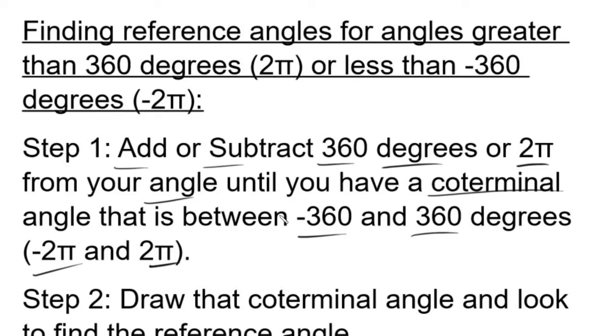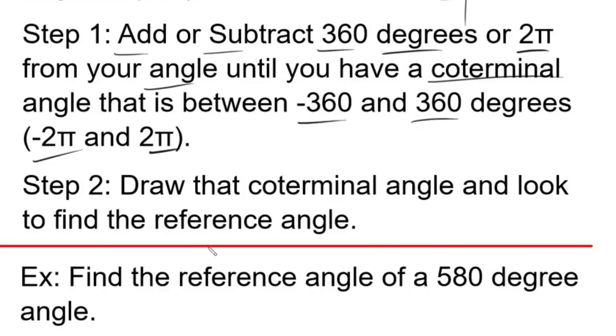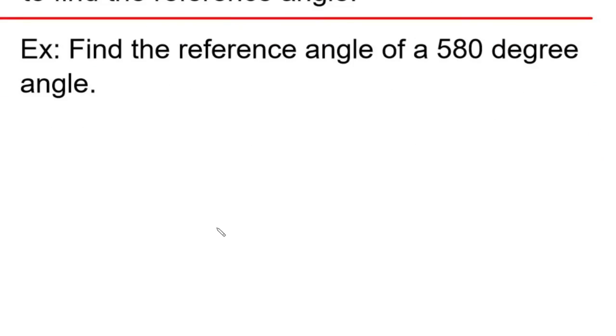This is basically finding a coterminal angle that we can relate to. One that's not 10,000 degrees, something that is within the realm of understanding one rotation. One rotation going this way, or one rotation going that way. That's the first step. Then draw that coterminal angle and look to find the reference angle. That's it. So, find the reference angle of a 580-degree angle.